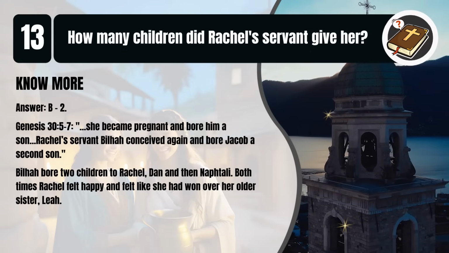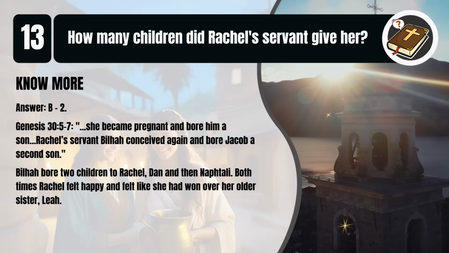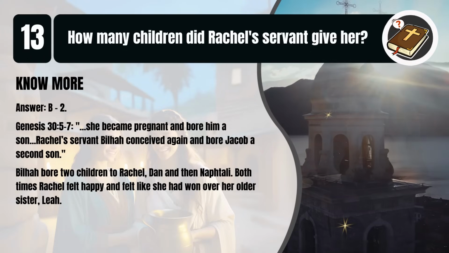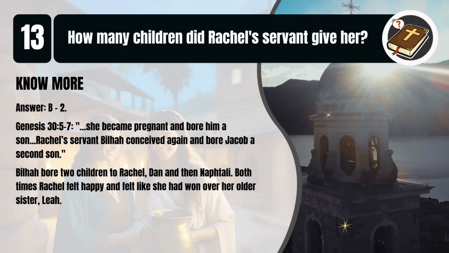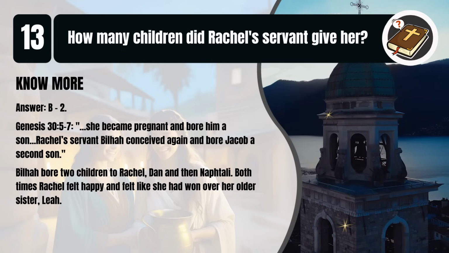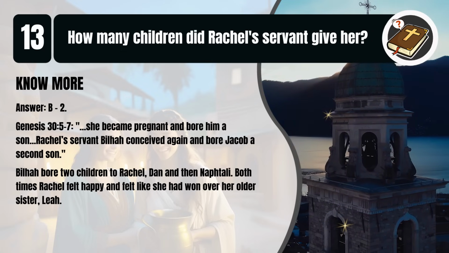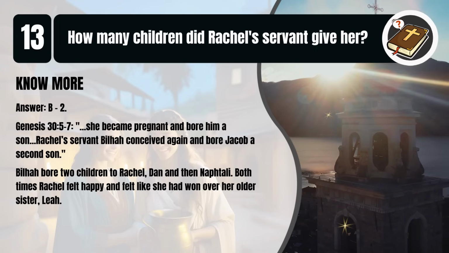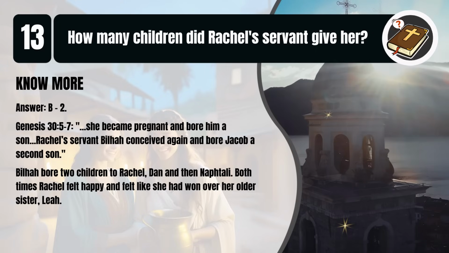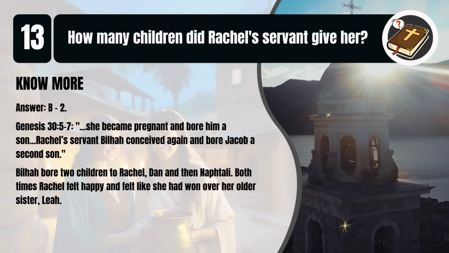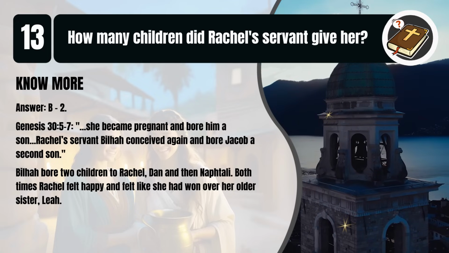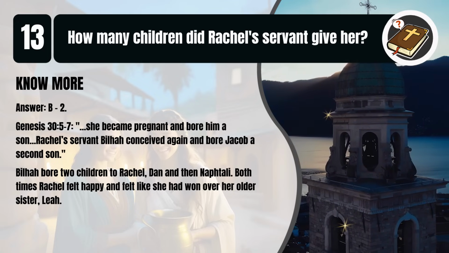That's B. 2. Genesis chapter 30, verses 5 to 7. She became pregnant and bore him a son. Rachel's servant Bilhah conceived again and bore Jacob a second son. Bilhah bore 2 children to Rachel, Dan and then Naphtali. Both times Rachel felt happy and felt like she had won over her older sister, Leah.